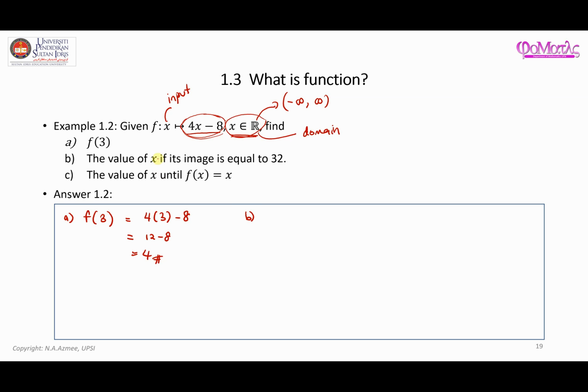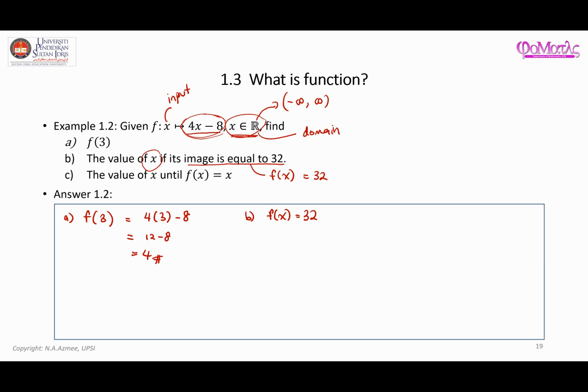What is the value of x if its image is equal to 32? So when you talk about image, you're talking about f(x). f(x) is equal to 32. So what is the value of x? So let's start off with that. f(x) is equal to 32.